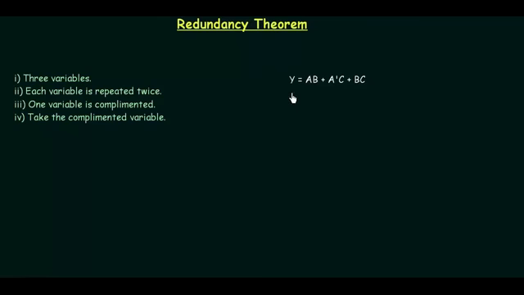In the last presentation, I gave you this problem as homework, and now we will solve it. The function y is equal to a and b, or a complement and c. I have just eliminated the last term b and c because this is a redundant term. We can solve this by using the redundancy theorem.